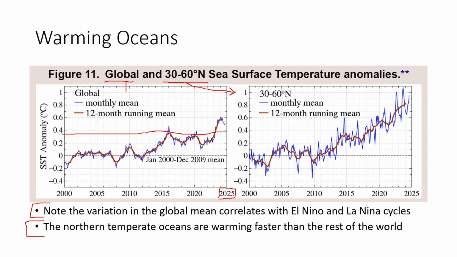So the northern temperate oceans are warming faster than the rest of the world, and there is going to be variation based off of El Nino and La Nina cycles. So there's going to be warm years and cool years, especially in the Pacific Basin.